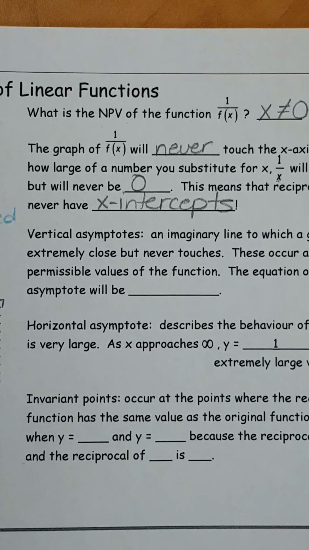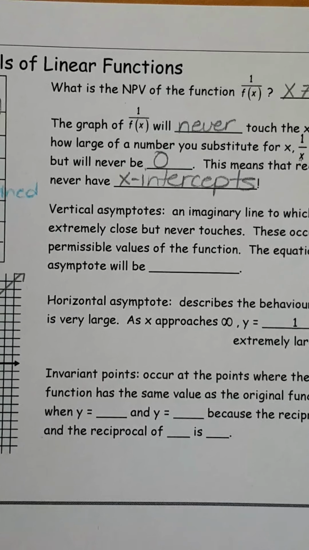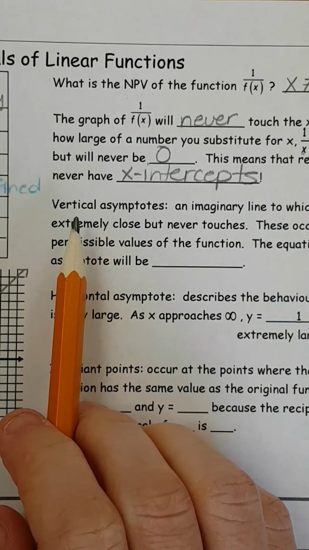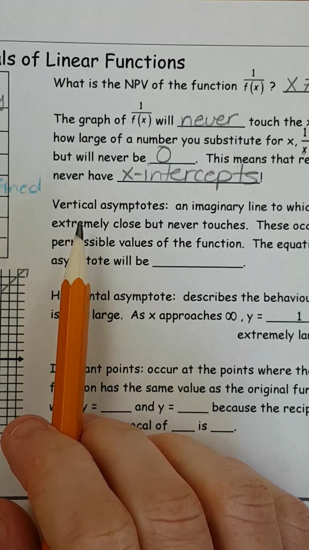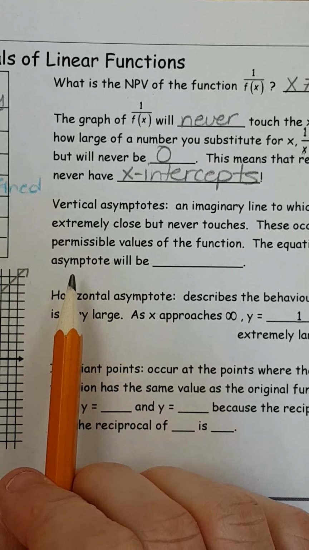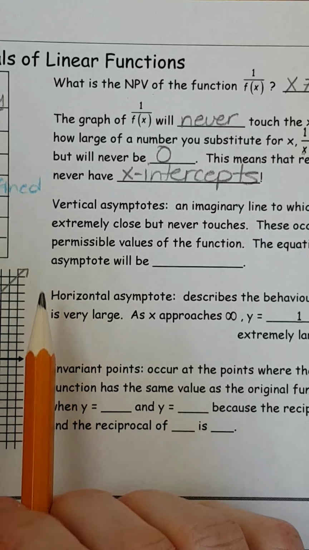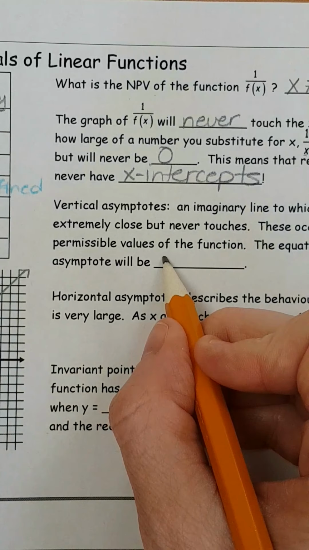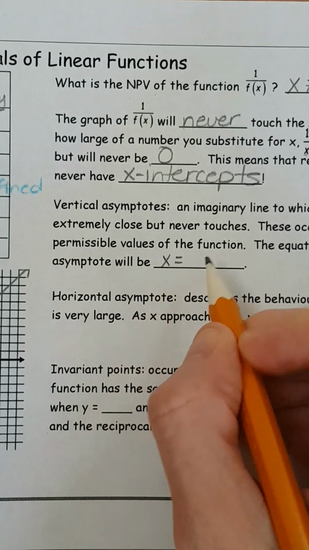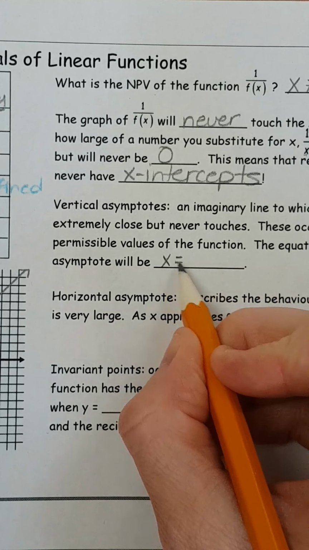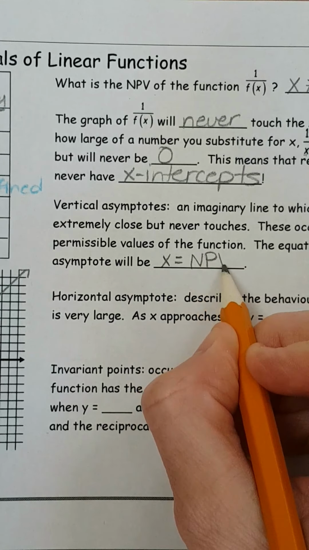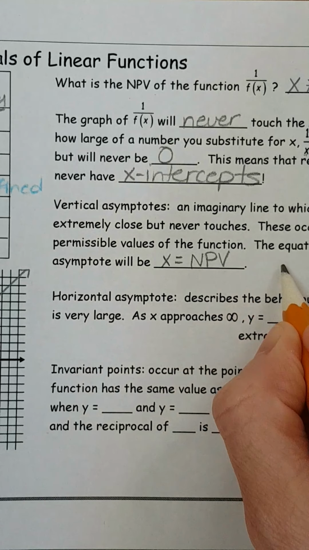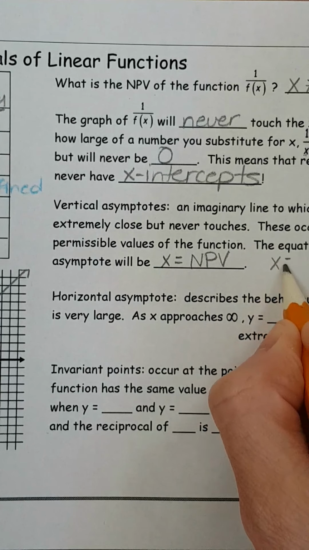So what happens then is we have these vertical asymptotes, which are imaginary lines the graph will get extremely close to, but will never touch. And these will occur at the non-permissible values. And we already know that vertical asymptotes are vertical lines, right? So it will always be x equals whatever your non-permissible value or values are. And in this case, x equals 0.